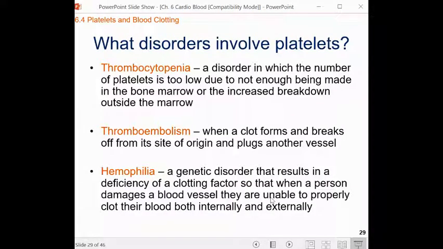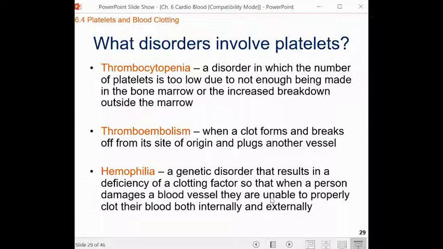There are some disorders that occur from platelets. Thrombocytopenia is a disorder in which the number of platelets is too low because enough just isn't made in the bone marrow, or the increased breakdown outside the bone marrow. So this would be someone who bleeds very easily.